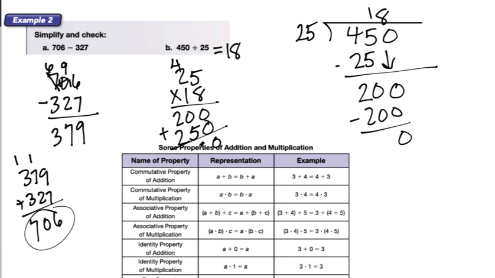All right. So what is happening? We got the right answer. It's the same thing. We were impressed with ourselves. So that's how we simplify, do the math, and then check it by doing the opposite operation.